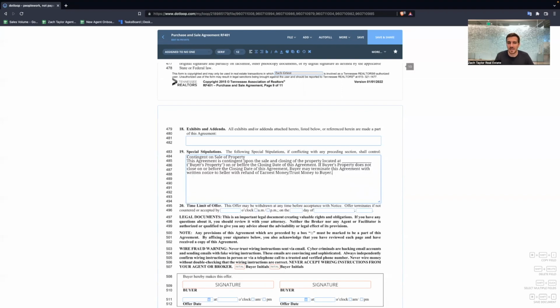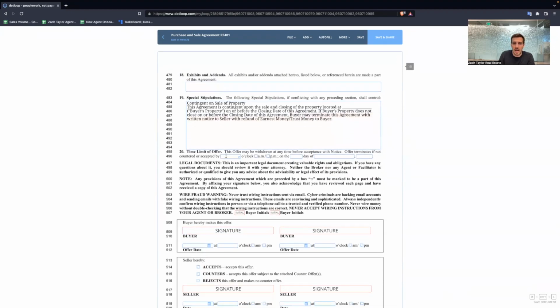So this agreement is contingent upon the sale and closing of the property located at blank on or before the closing date of this agreement. If buyer's property does not close on or before the closing date of this agreement, buyer may terminate this agreement with written notice to seller with refund of earnest money, trust money. So this is that then section. So if you apply that principle, if-then statements, that will best help you navigate these special stipulations, and also call your broker if you need help.